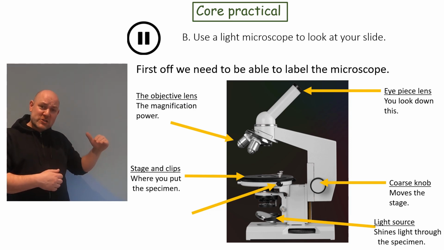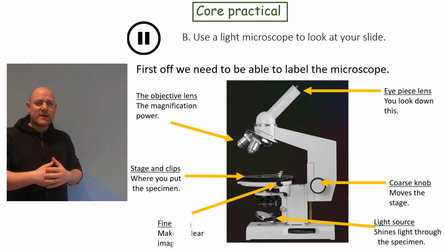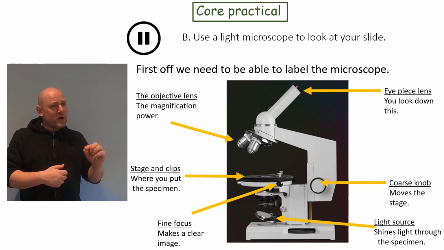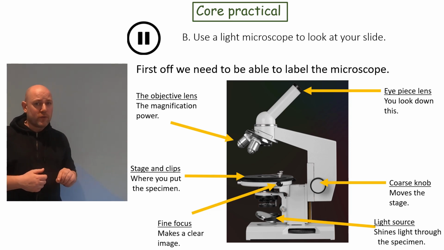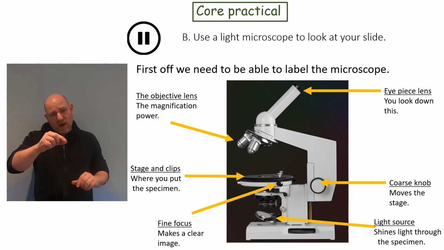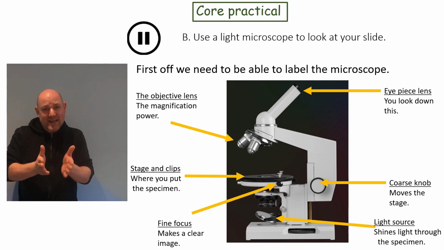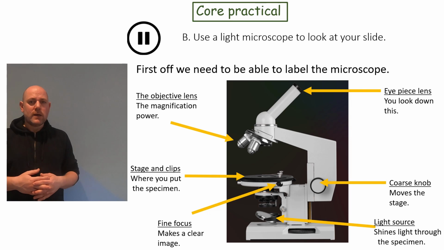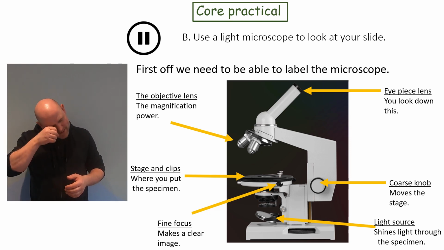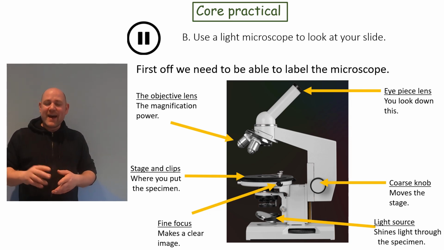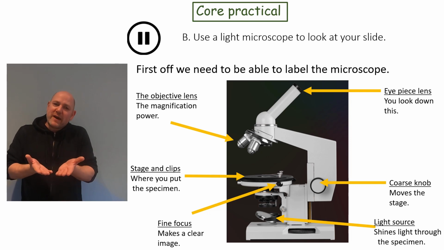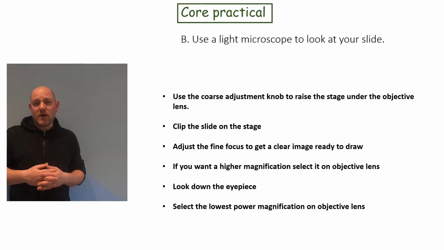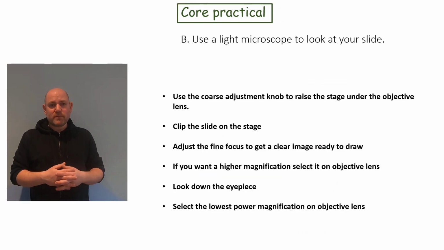Below that's the stage where we clip on the glass slide. And below that is the fine focus, probably the most important thing for you to remember. If you turn the fine focus, you get a clear, detailed image. I'd also say the eyepiece lens is important because you need to look down it. And the coarse focus helps you raise the stage at the start of using the microscope.